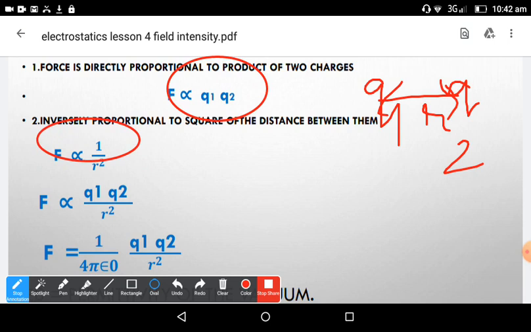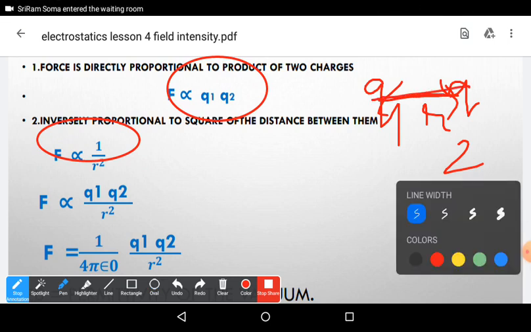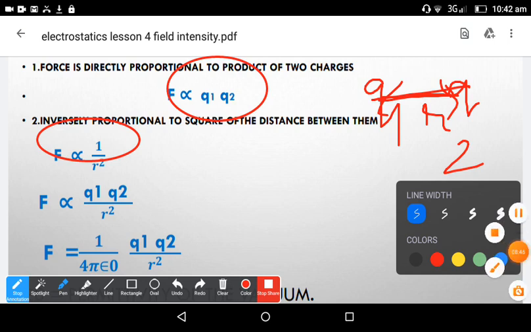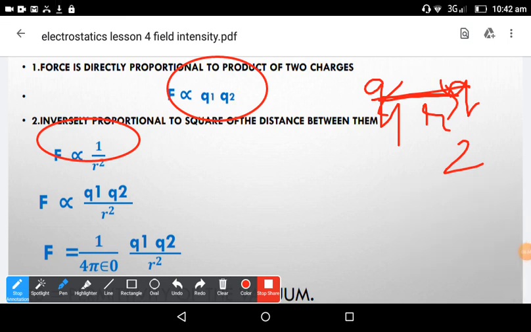What is this? Force directly proportional to 1 by r square. Force directly proportional to 1 by r square means, what is this? R value, distance between the two charges. So this distance between the two charges, if it is increase అయింది అనుకోండి, then what happens here? Force increases, force also increases here, this force.